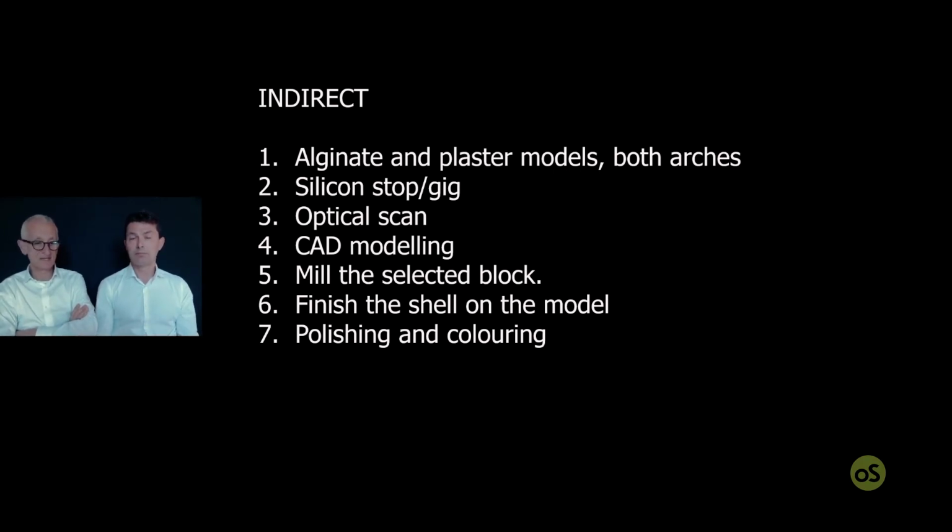So this is like a summary. Summary of the steps. The summary of the indirect technique: the alginate and the plaster study cast of the patient, one silicone for keeping the position of the two models, the scanning with the scanner or the camera of the office, one milling machine, one software to shape the digital bridge, the material to change the shape of the bridge after the milling process, and some glaze and color to glaze the surface of the final restoration.